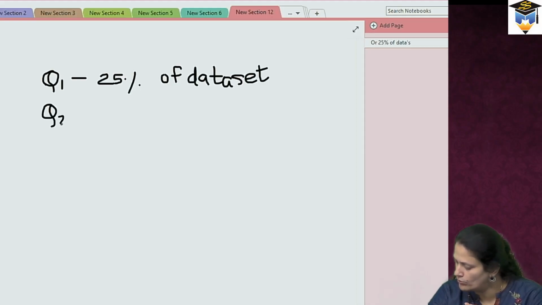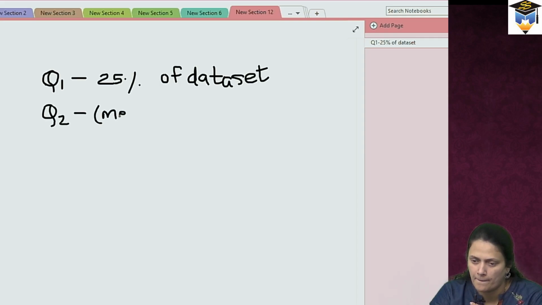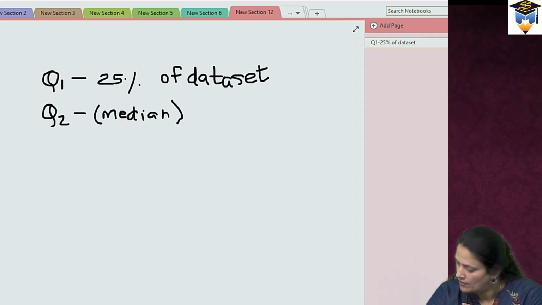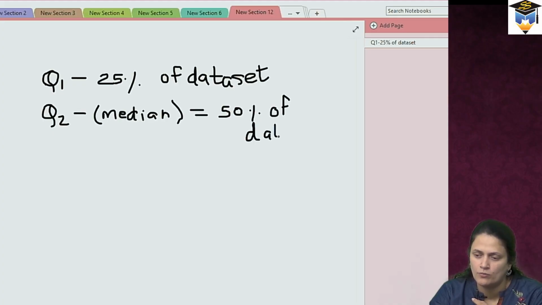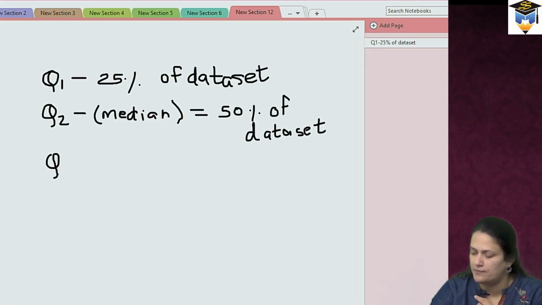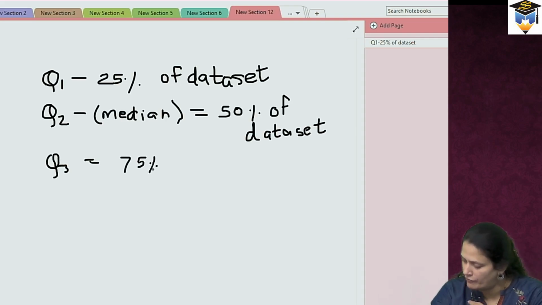Then there is Q2, the second quartile, which is also called the median, and represents 50% of the data set. The formula for deviation is Q3 minus Q1. Now Q3, the third quartile, represents 75% of the data set.